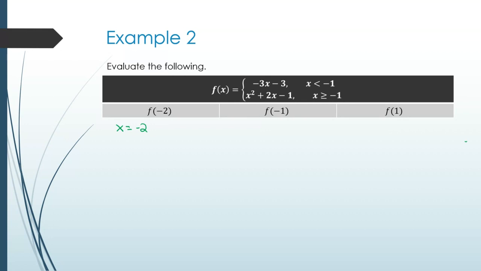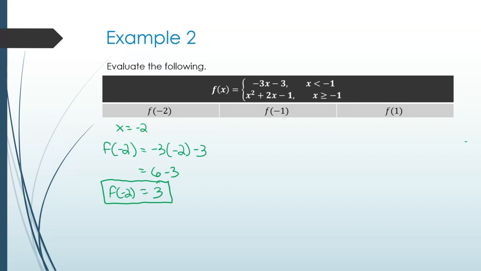So x is equal to negative 2, and that is less than negative 1. So we need to use the top equation, the negative 3x minus 3. So when I show my work for this, I pretend that I just have that top equation, because that's what's relevant. That's the one I look at because my x is less than negative 1. So now I need to follow the order of operations. So negative 3 times negative 2 is 6. So I have 6 minus 3, which is 3. So f of negative 2 is equal to 3.